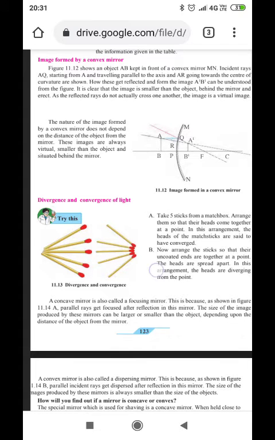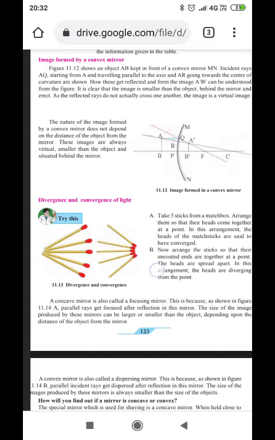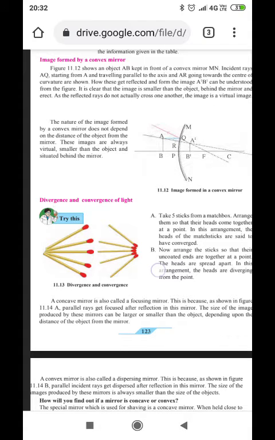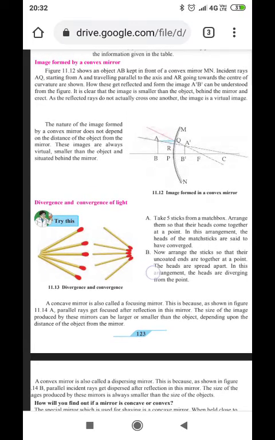You can see here, position of the object is AB, ray of light parallel to principal axis, after reflection it is passing through the focus. Then another ray of light passing through the center of the curvature behind the mirror, and thus it appears to us that they are intersecting at point A dash B dash, and therefore the position of the image is at A dash B dash behind the mirror. As the reflected rays do not actually cross one another, the image is virtual.